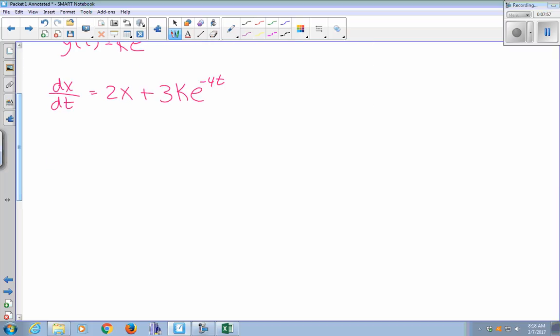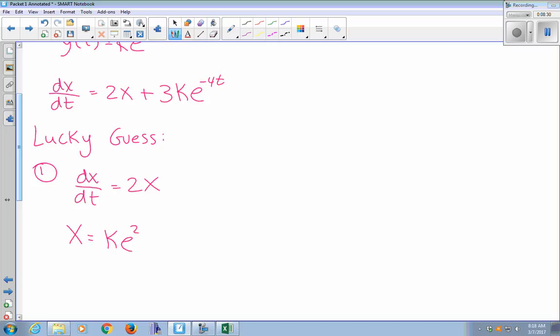Okay, so lucky guess first says step 1, write down what I'm doing. Step 1 is to solve the associated homogeneous equation, which means just drop the ugly stuff with t, right? So all I have to solve is dx dt equals 2x. And maybe you've done this enough times, you know that the solution will come out to k e to the 2t. So x equals k e to the 2t.